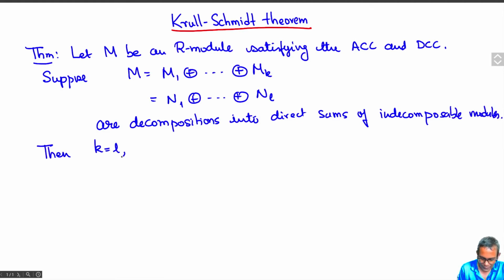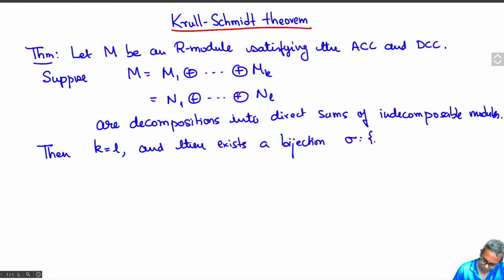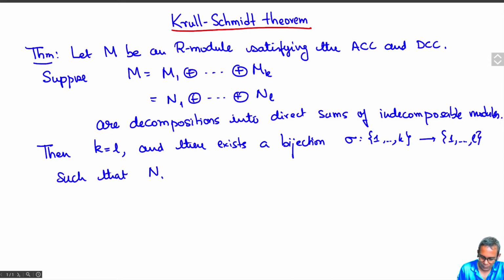K is equal to L, and there exists a bijection sigma from 1 to K to 1 to L such that N sigma(i) is isomorphic to Mi for all i between 1 and K. In other words, the direct summands in this decomposition are uniquely determined up to reordering of summands.